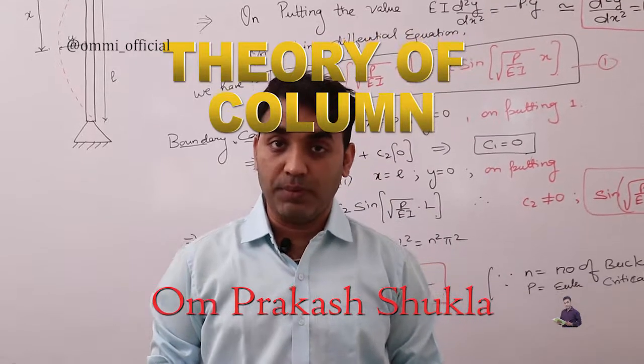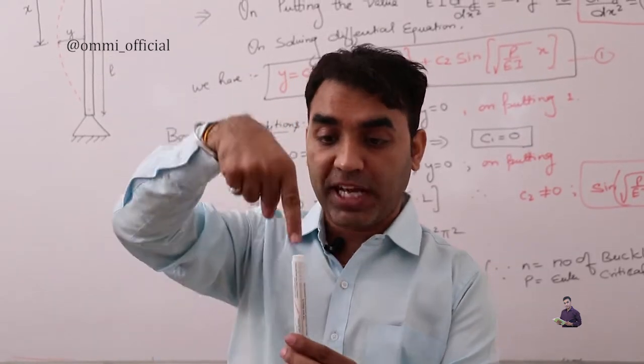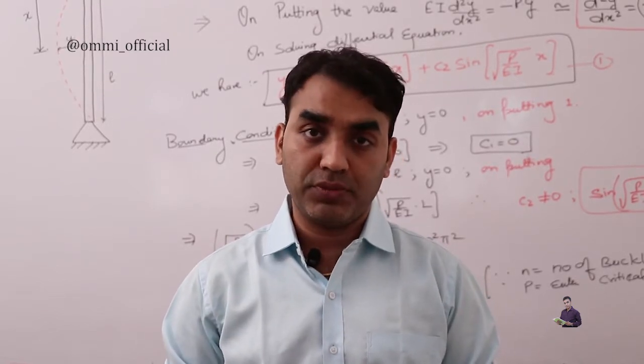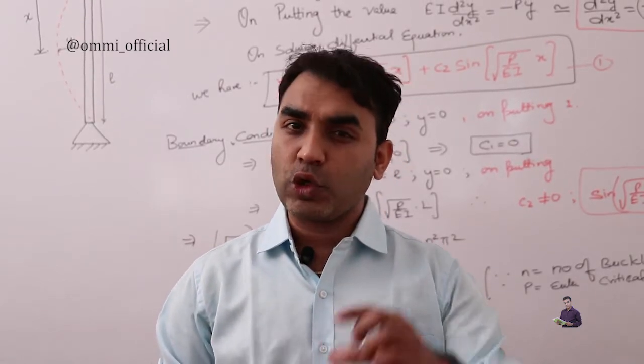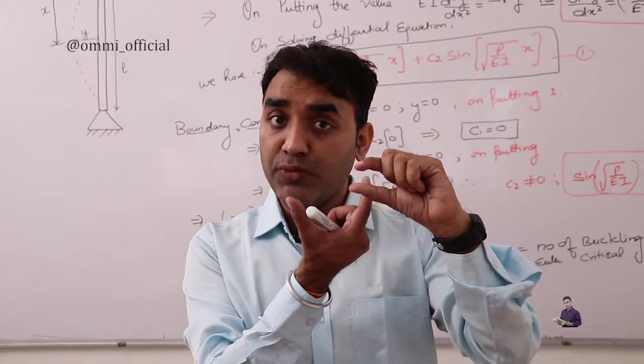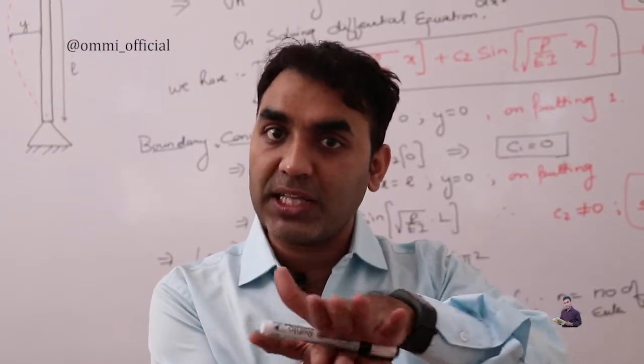Hello friends, column. Columns are vertical members which are subjected to axial compressive load. Now we have two different sorts of column, the long column and the short column. If the column is very short, it means the diameter should be very large. If the diameter is very large, then when the load is applied, it is going to fail by means of crushing.